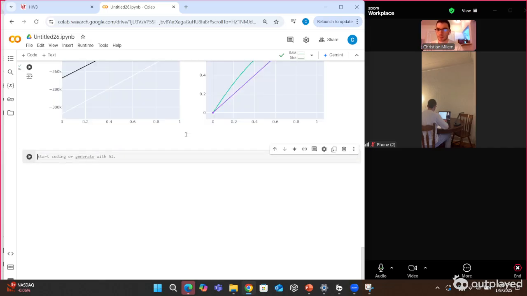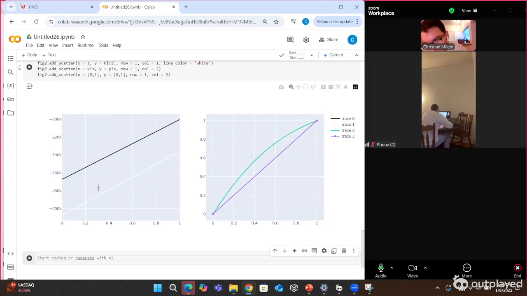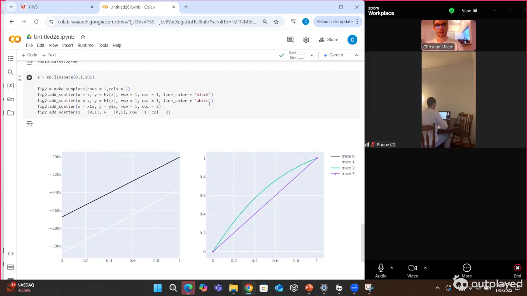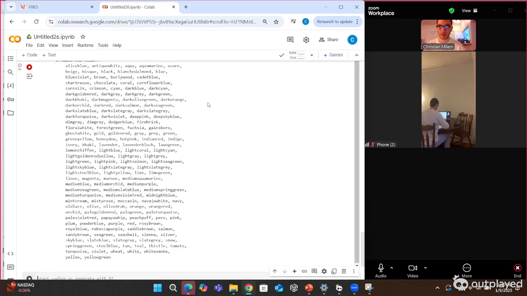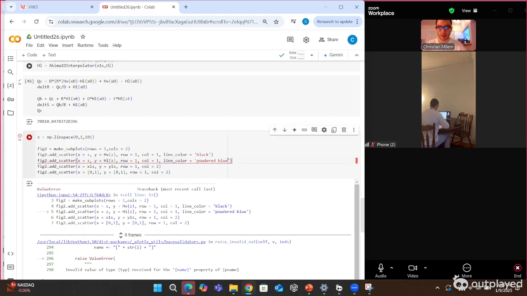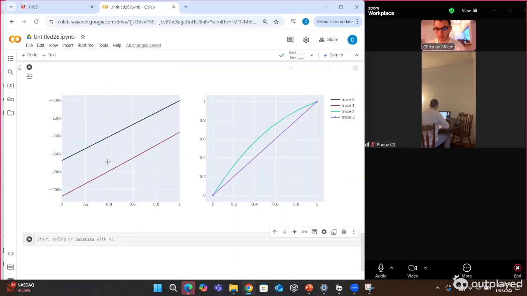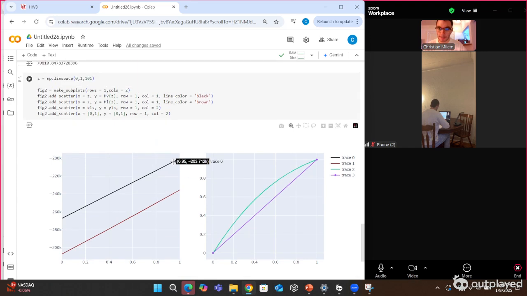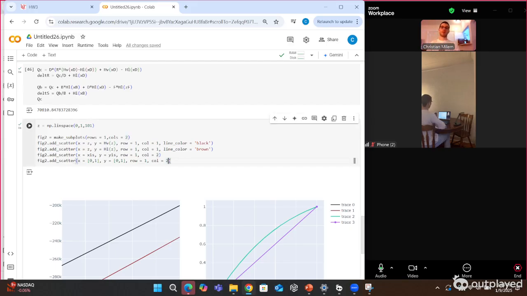All right, let's see how that looks. Okay. Oh, that's hard to see. Let's do, what do they call it? Powdered blue? Is that a name? No, that's not a name. Black and brown. Okay, that's actually kind of a cool shade of brown. So this is our HV, this is our HL, and then this is our 45-degree line and our XY equilibrium curve. All right.